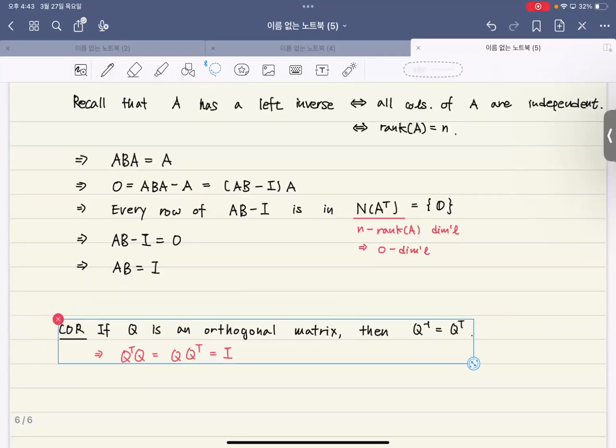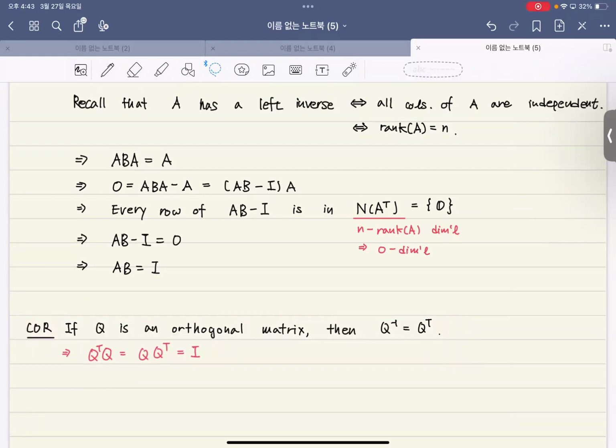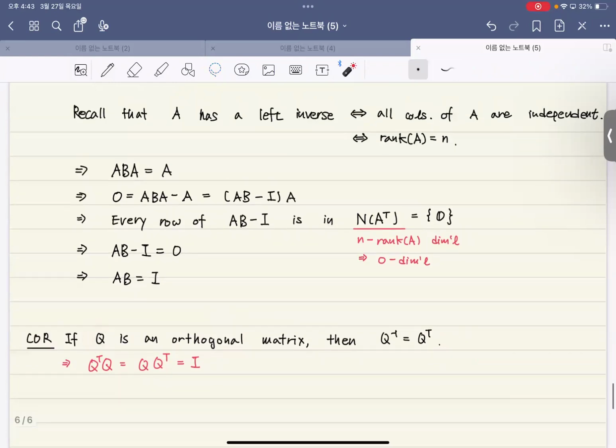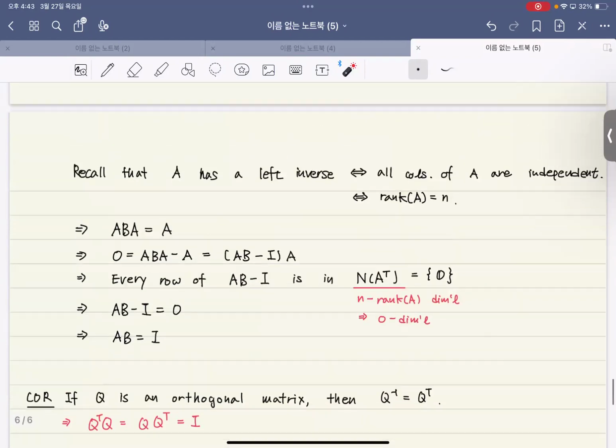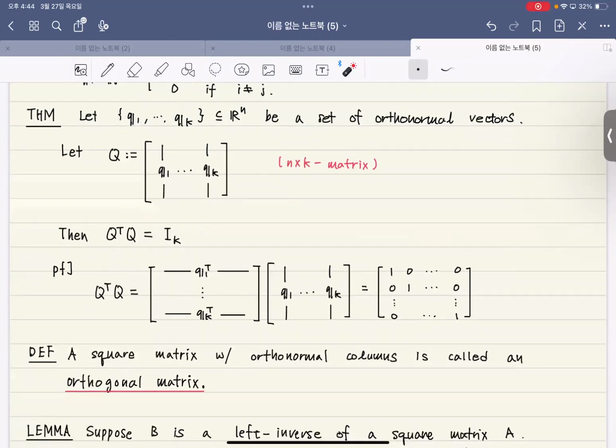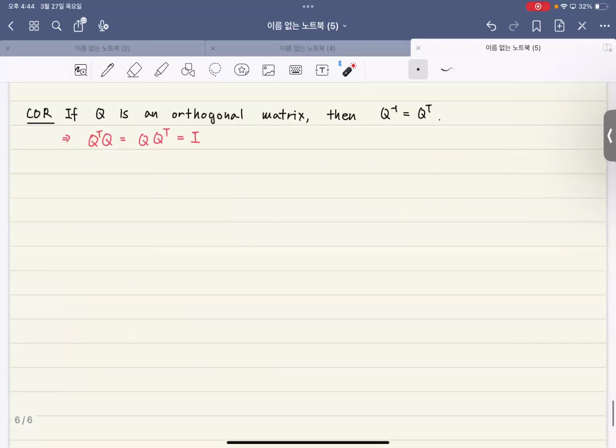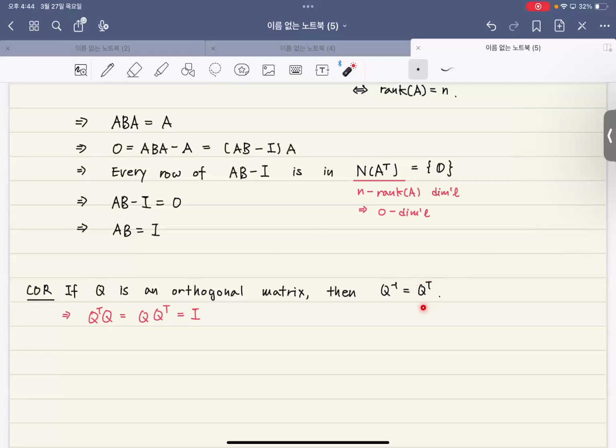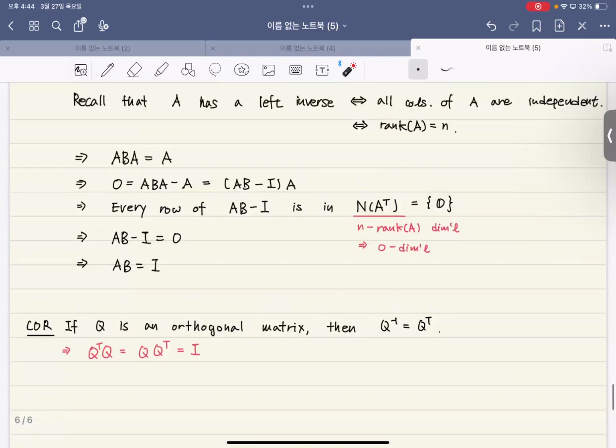Now, because of this, I have a very striking corollary that can be derived from this lemma. If Q is an orthogonal matrix, then the inverse of Q must be Q transpose. Why? Because an orthogonal matrix has orthonormal columns and is a square matrix. If any matrix has orthonormal vectors as its columns, then Q transpose Q must be the identity. So Q transpose is a left inverse of Q. However, since Q is assumed to be a square matrix, Q transpose is not only the left inverse, but also the right inverse. Therefore, Q transpose is precisely Q inverse.